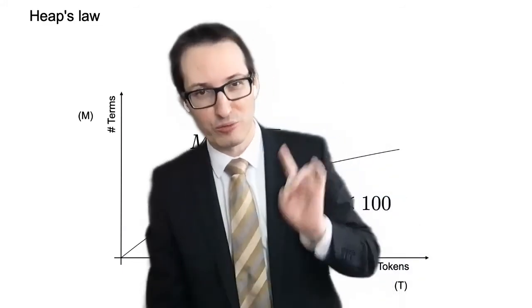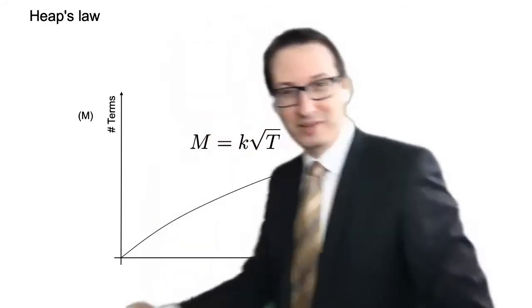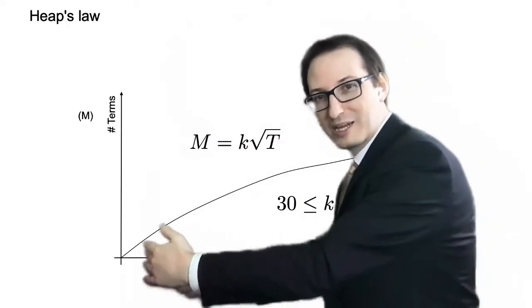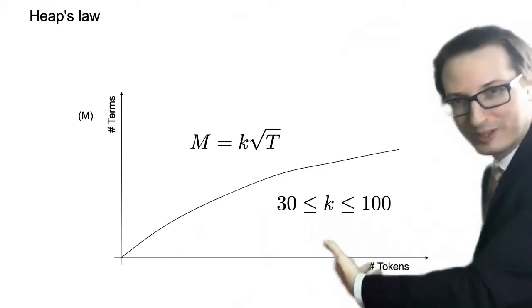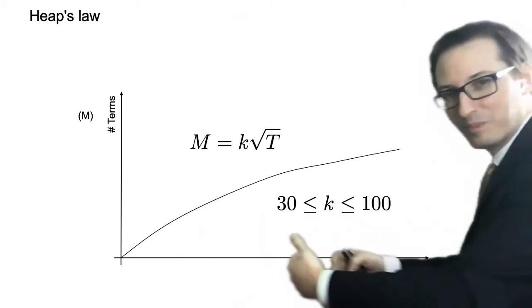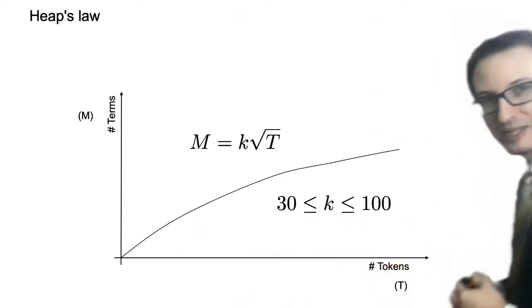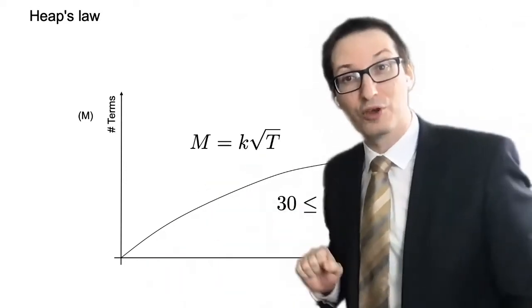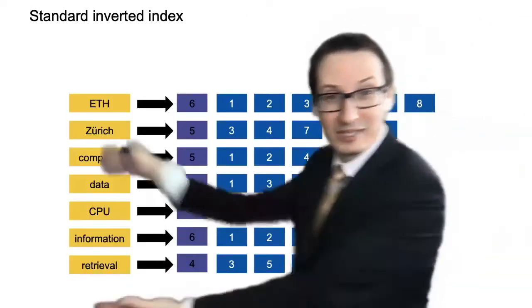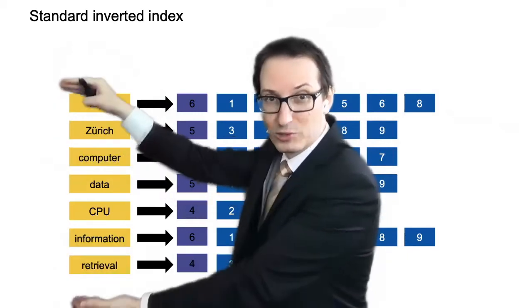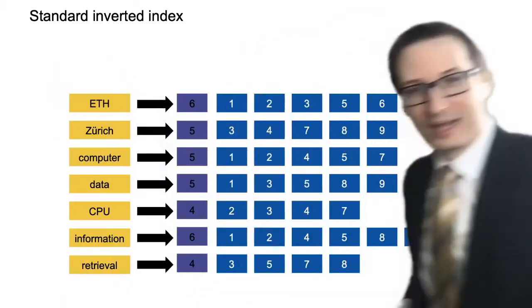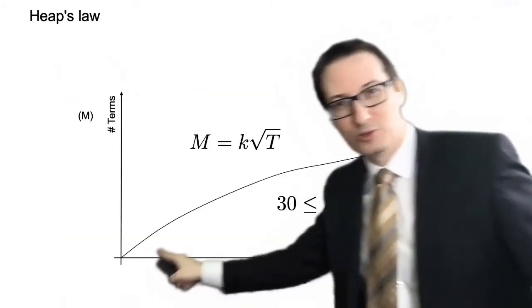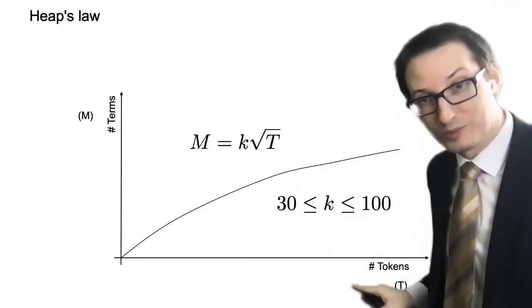So Heaps' law is the first law. What does it tell us? Well, it tells us that if you index more and more documents, meaning also more and more tokens, and then you look at the size of the terms, so if we keep adding documents, how does that grow? It turns out that Heaps' law tells us it grows in the square root of the number of documents or tokens.